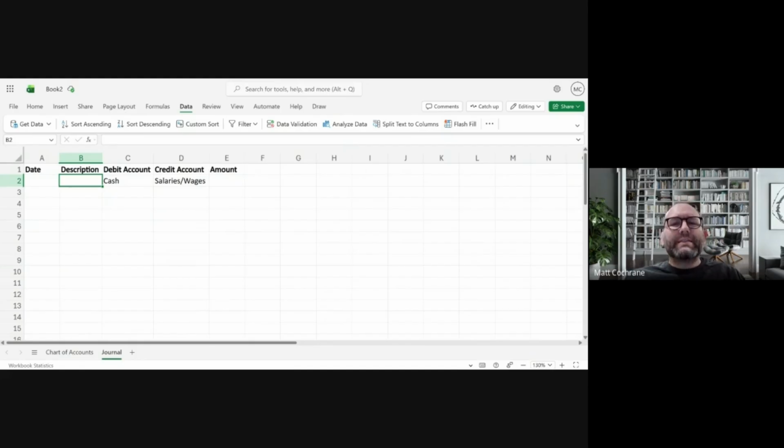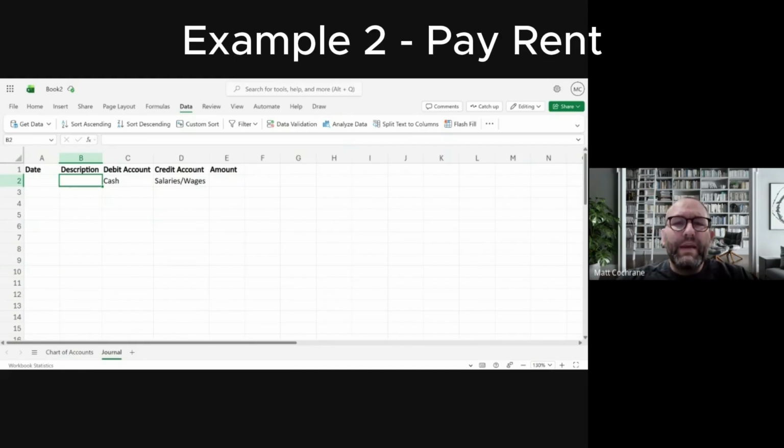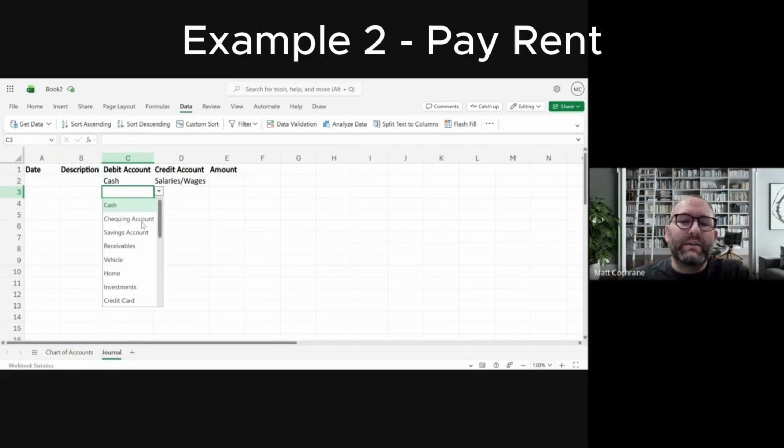All right, so let's look at a second example. You pay rent, okay? In the case of rent, rent is what? Rent is either an asset, a liability, an equity account, an income account or a revenue account, or an expense, okay? Rent is an expense. The rule states that expense accounts increase with debits. So we know that we're going to debit the rent expense account. So that's the first thing that we're going to select here. So we look for our rent expense.